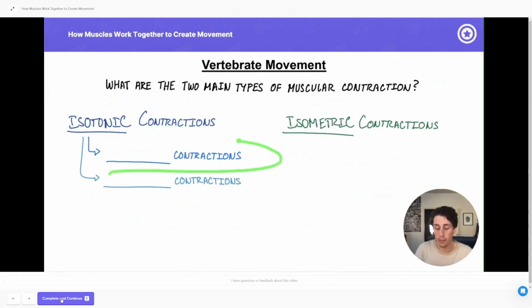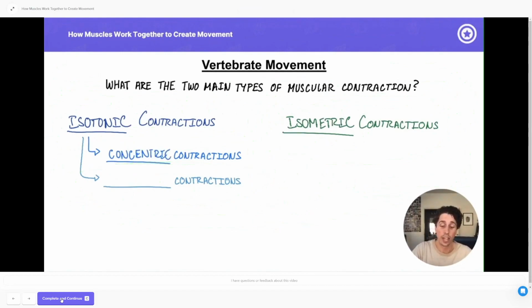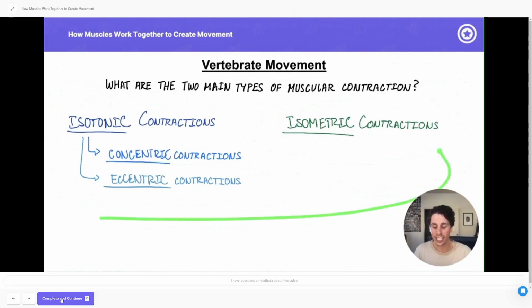This first one that we're going to talk about, these are going to be our concentric contractions. So let's write that in. Concentric. And this one down here is going to be an eccentric contraction. So let's write that one in as well. Eccentric. Alrighty, so let's dive into these so we can know exactly how each of these differ from each other and exactly what they are.